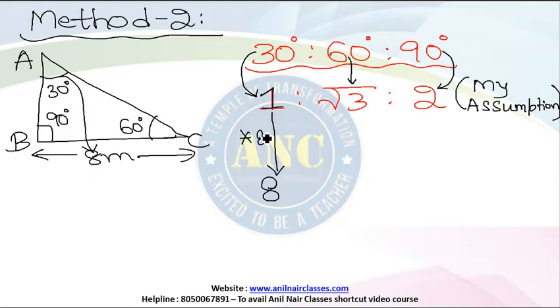Multiply by 8. Now, they are asking you the height of the tree. Height of the tree is nothing but AB, which is nothing but opposite to 60, and AC, which is nothing but opposite to 90.